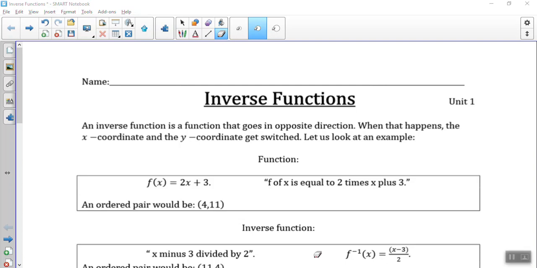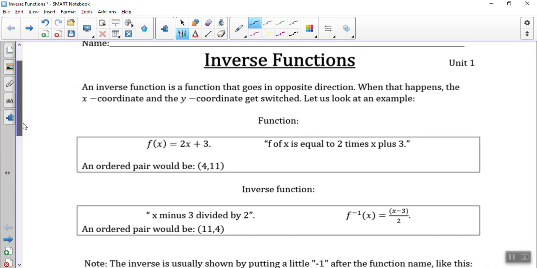Alright class, so this video is about inverse functions, and so let's get started. For inverse function, I'm just going to read this here. It says an inverse function is a function that goes in the opposite direction. What that means is, whatever you're doing to this function, when you look at the inverse, it's kind of going backwards.